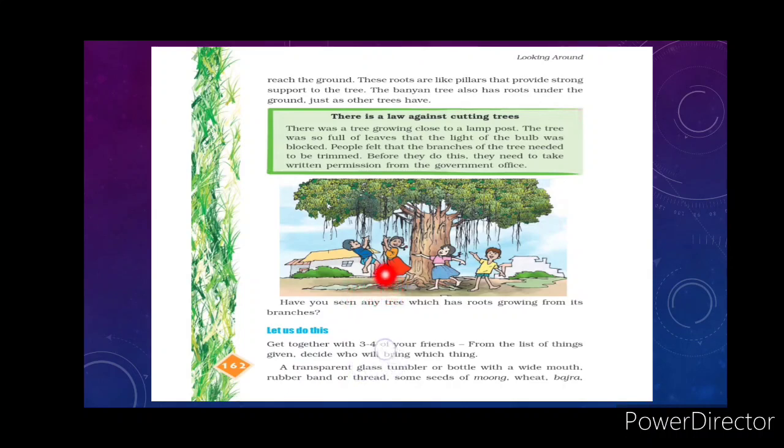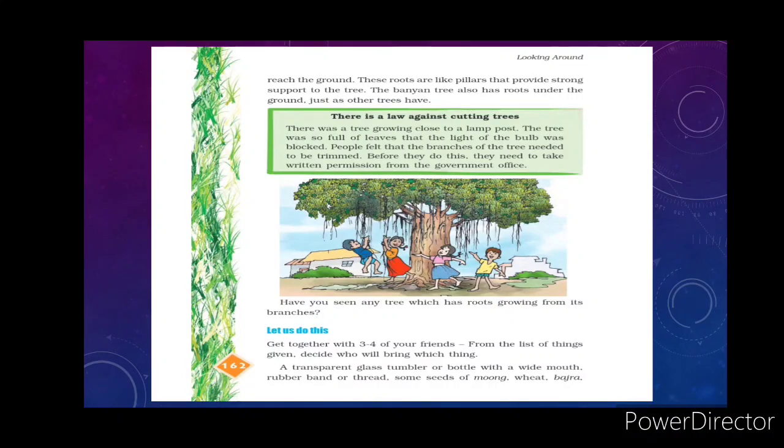So this is an unusual type of root. Whatever the usual types of root you have already learned in the first part, these banyan tree roots are unusual types. These roots are like pillars and they provide strong support to the tree. And if you see a mature or old banyan tree, you cannot find which one is its own original trunk and which ones are the roots. So this part, I hope you have understood.